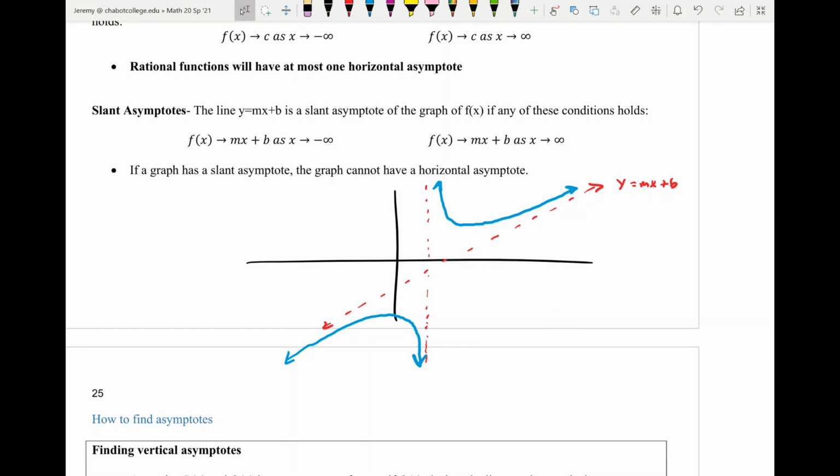So, we're going to see examples of all these things that I'm talking about, so don't let yourself feel too overwhelmed right now, but this is just another situation that we might run into. And I'm going to teach you what to watch out for and how to tell if we're going to have a slant asymptote rather than just a normal horizontal asymptote.